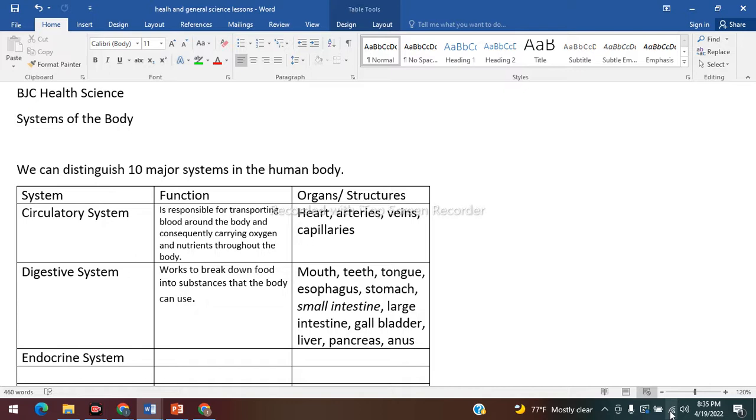Okay, so then the next one is the digestive system. The purpose of the digestive system is to break down food, and very important, so that the body can use the food for nutrients and energy. That's why you eat food. You don't eat food merely because of how it tastes, but so that you can get nutrients.